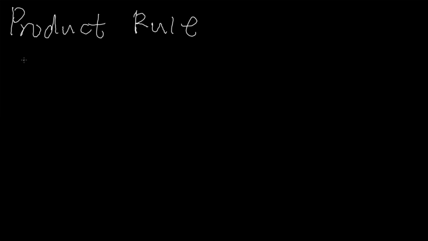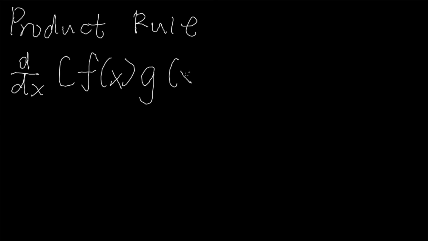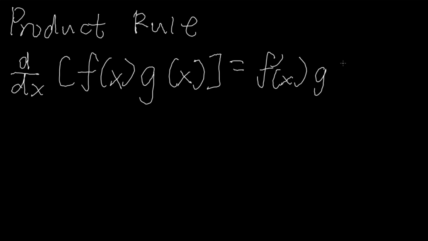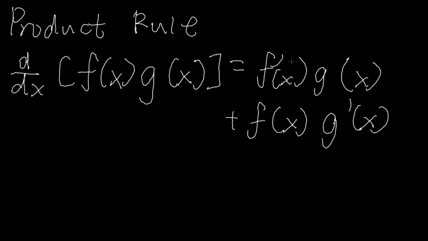Okay, next we have the product rule. It states that the derivative of f(x) times g(x), so if two functions are multiplying, the derivative of that would be f prime x times g(x) plus f(x) times g prime x. I'll explain more of this later, but this is what you have to remember for now. I couldn't fit it in one line because my writing is kind of big and there's not much space to write on.